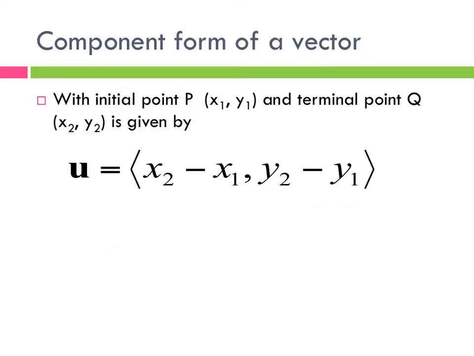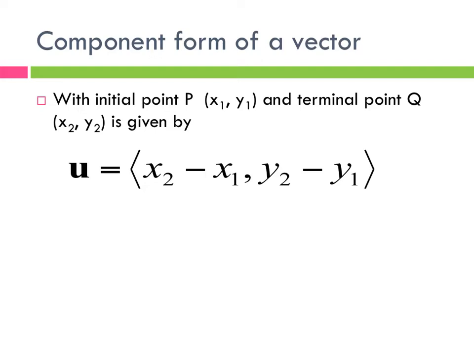The component form of a vector is almost like a separated out slope. So in order to find component form, you'll have an initial point and you'll have a terminal point. They're (x, y) and (x, y). And you will take the terminal point's x and subtract the initial point's x from it. And then you'll take the terminal point's y and subtract the initial point's y. So it's x minus x, y minus y.